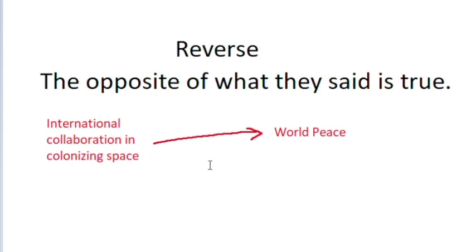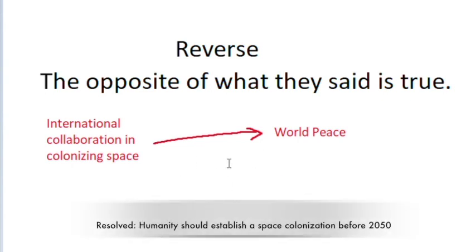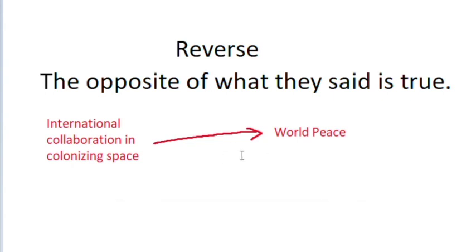For example, if your opponent argues that international collaboration and space colonization leads to world peace, then you can bring up the point that resources and space create incentives of war, thus showing the judge that considering this factor, space colonization will probably cause war rather than peace. So here's their original argument.